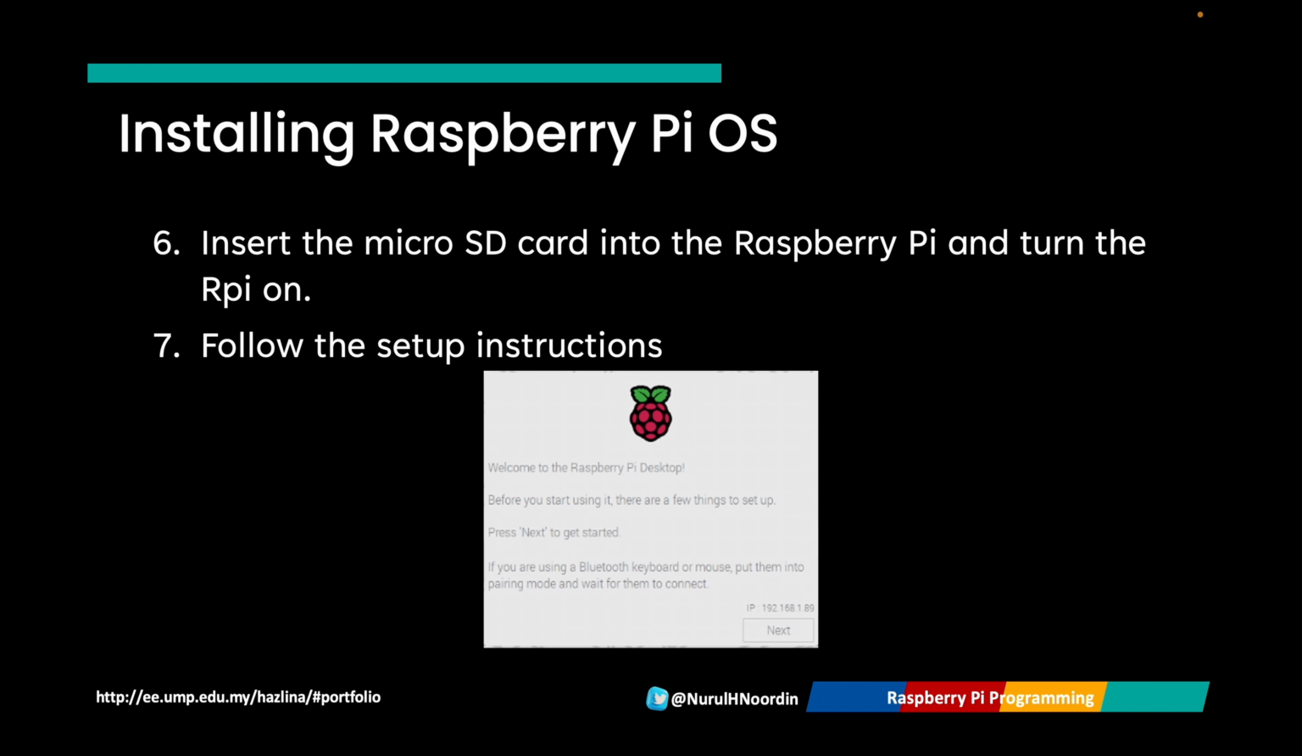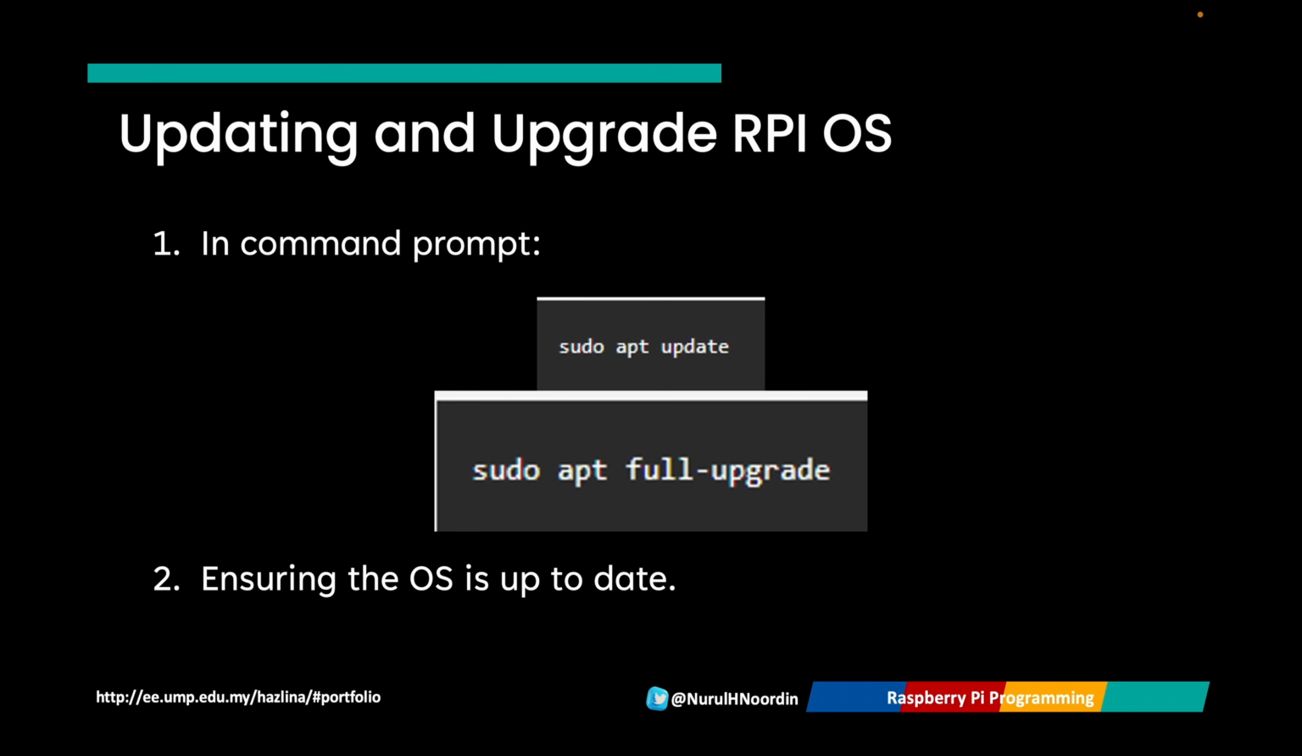Follow the setup instructions. When booting Raspberry Pi for the first time, you need to set up the language, keyboard, and Wi-Fi. Update the system using sudo apt update and sudo apt upgrade. Enable SSH and VNC for remote access.